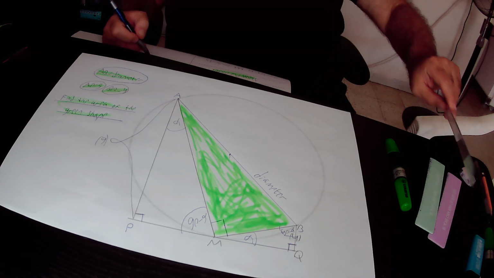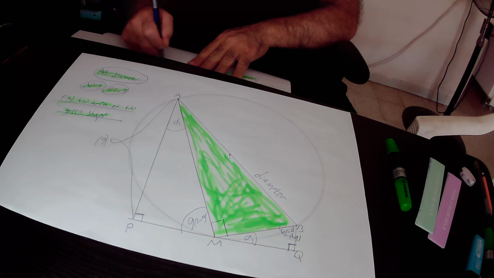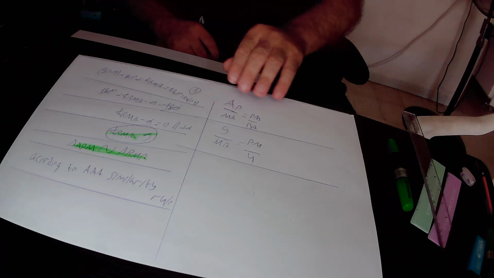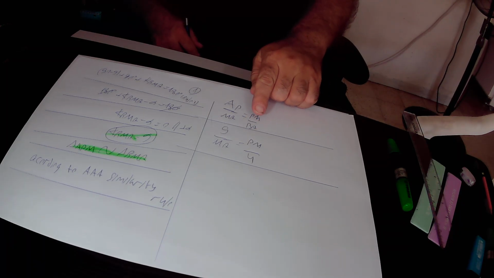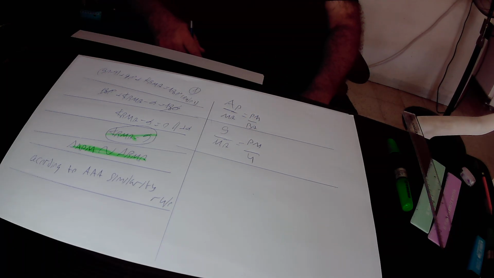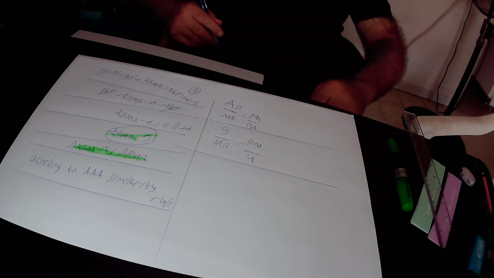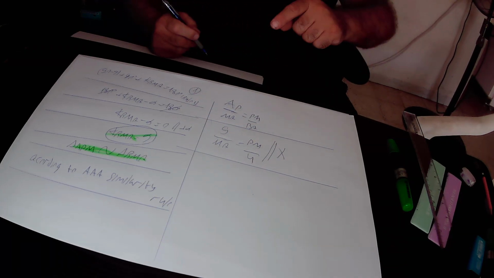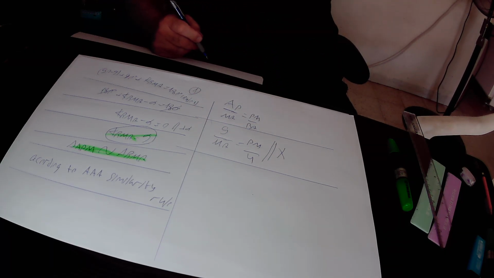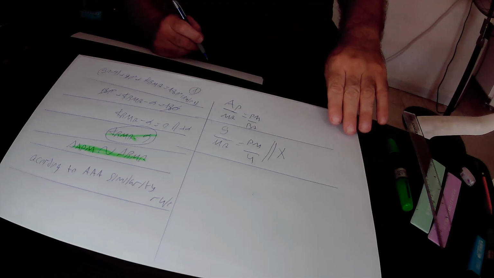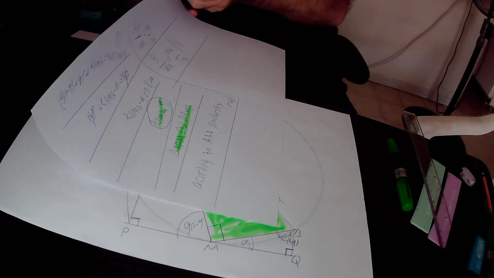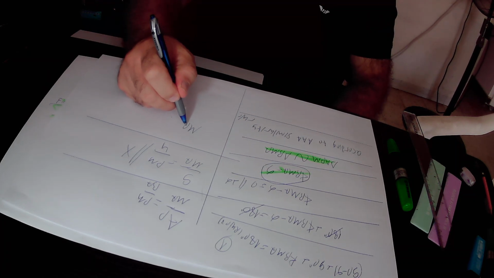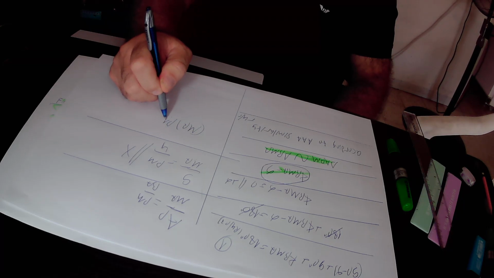So we find that 9 over MQ equals PM over 4. Here we will cross multiply this equation and we get that 9 times 4 is 36, so 36 equals MQ times PM, or MQ times PM equals 36.